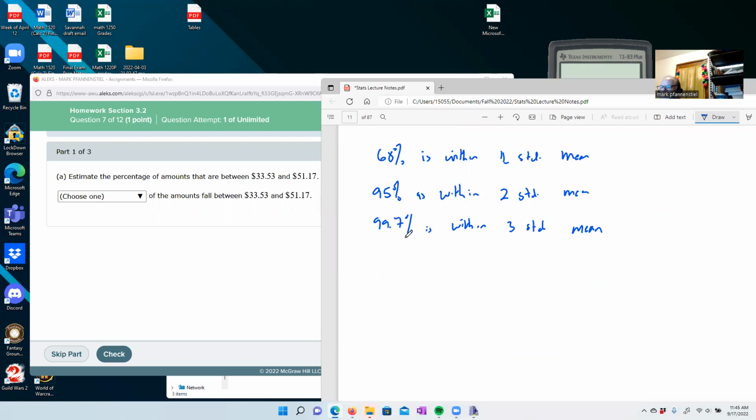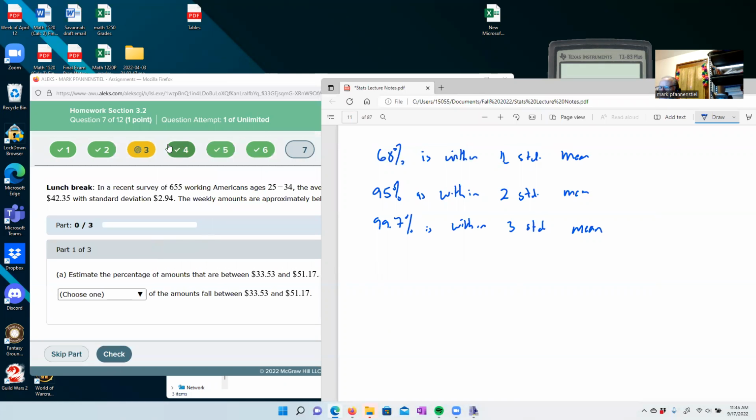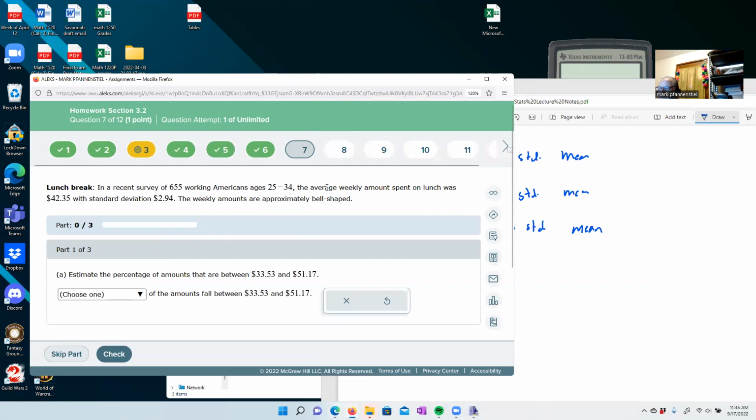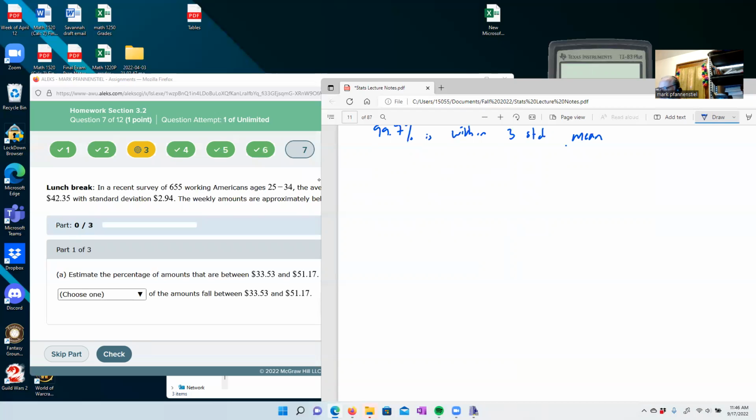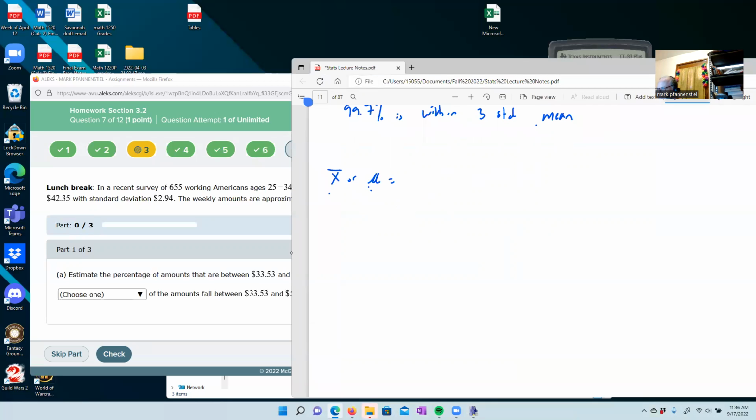I'm looking at these numbers and thinking I can't estimate that based off of what we have here. So I go back up and read the problem. We have 655 working Americans aged 18 to 35. You think all these things were important, but they're not. Average weekly spend on lunch is $42.35. We're going to write that down over here. So the average amount, or mean, depending. If it's a parameter, a population value, it's going to be using this. If it's a statistic, we're going to be using that.